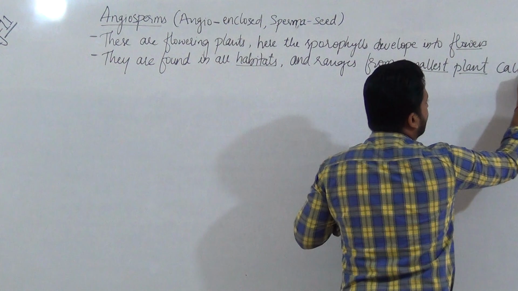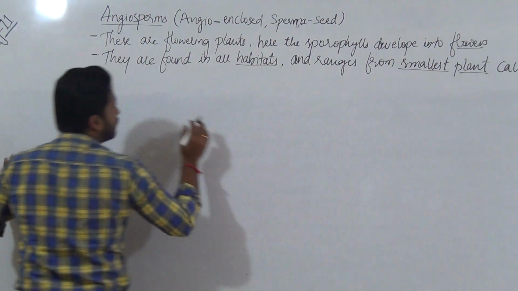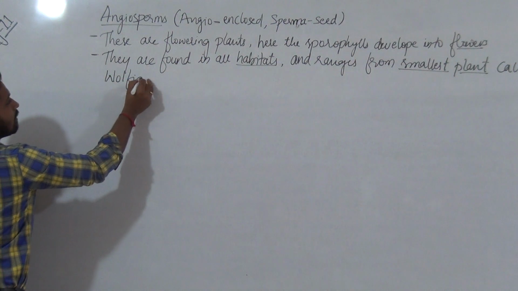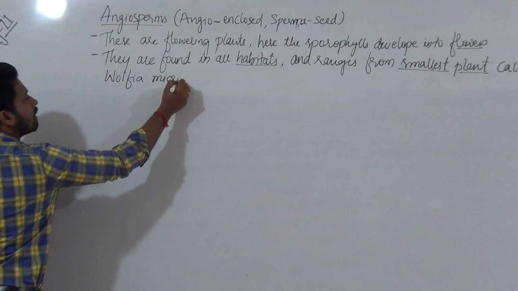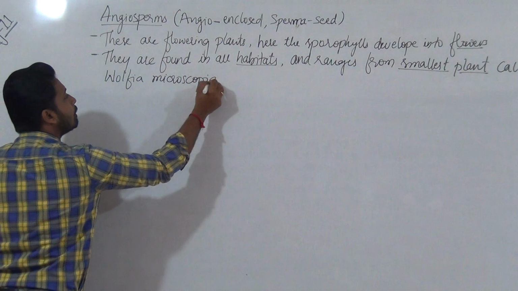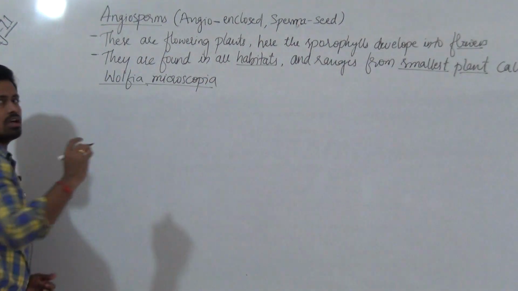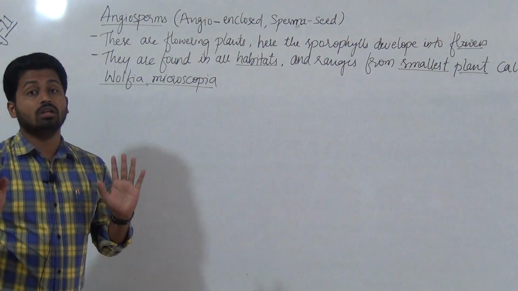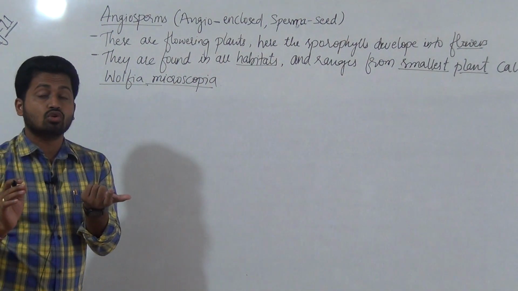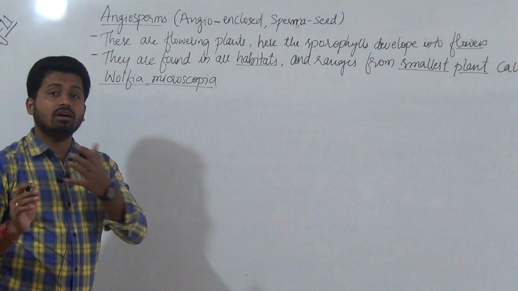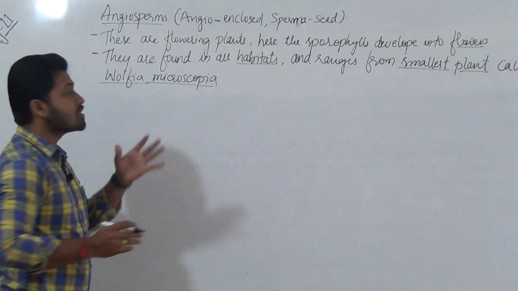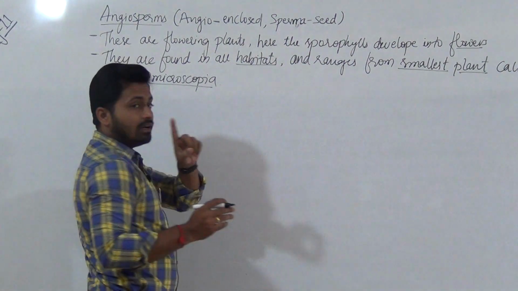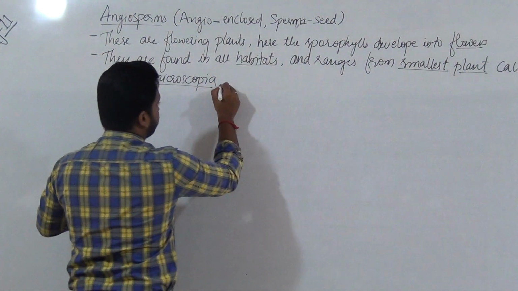The smallest plant is called, I will write here, Wolffia microscopica. This is the smallest flowering plant, having only 1 mm size, very microscopic. Within that it shows flower, stem, leaf, and branches. The smallest plant is Wolffia microscopica. It is a 1 mark question, remember.